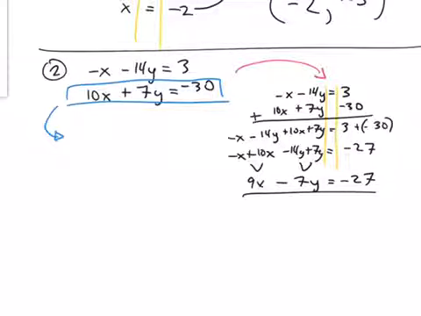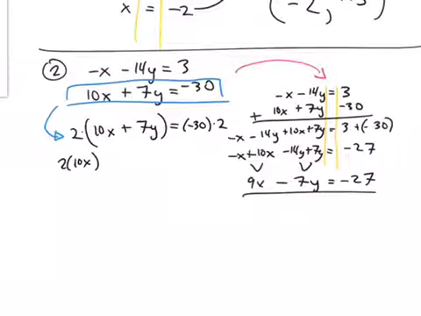So what I'm going to do is take the entire left side, 10x plus 7y, and multiply that entire thing by 2. And I'm going to take the entire right side, negative 30, and multiply that entire thing by 2. And then I have to carefully use the distributive property to make sure that I multiply the entire left side, 10x and 7y, by 2. And on the right side I get negative 60. And so now I have 20x plus 14y is equal to negative 60.